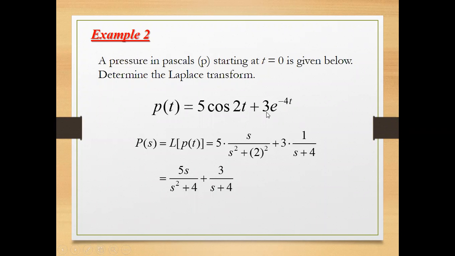It's multiplied by a 3, so then it should be multiplied by a 3, which I'm referring to its Laplace transformation. Then these two terms, you just need to simplify, giving you a 5s over s squared plus 4 for the first, and s over s plus 4 for the second.